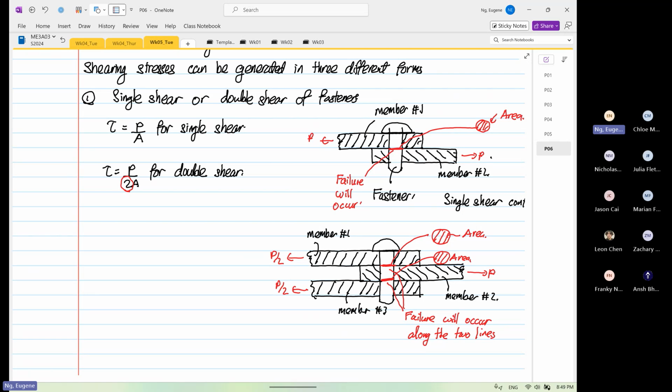So when we say single shear and double shear, we calculate the shear stress as P over A for single shear, P over 2A for double shear, and A is the cross-sectional area of the bolt. Okay, so that's the first one.